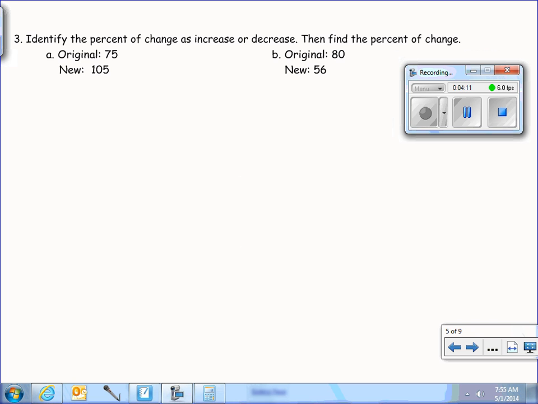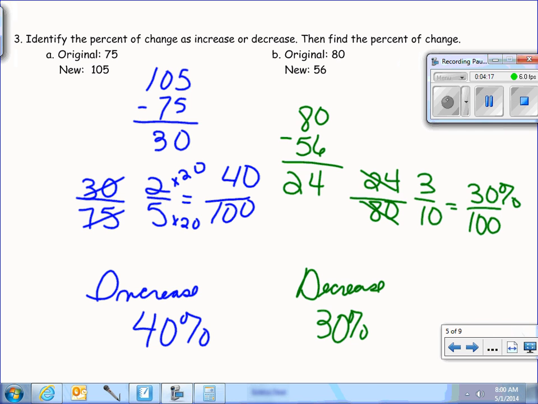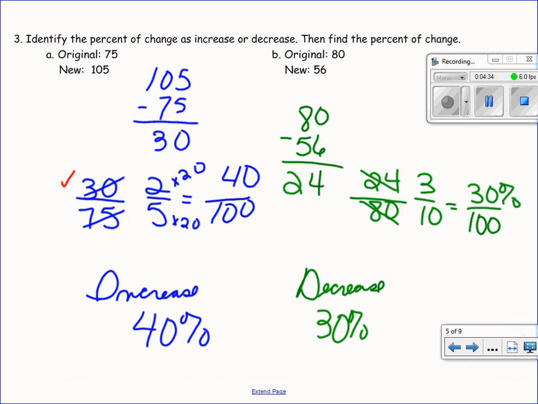Using the previous examples to look back at, I want you to do 3 on your own and come back and check. You'll notice in the first example, the original was 75, the new was 105, so that was going to be an increase. So we took the two numbers, we subtracted them and got 30. So we took 30, we put it over our original amount, then we reduced it to 2 over 5. Then we needed to find out what 2/5 was in a percent. So 5 times 20 is 100. 2 times 20 is 40, so it was an increase of 40%.